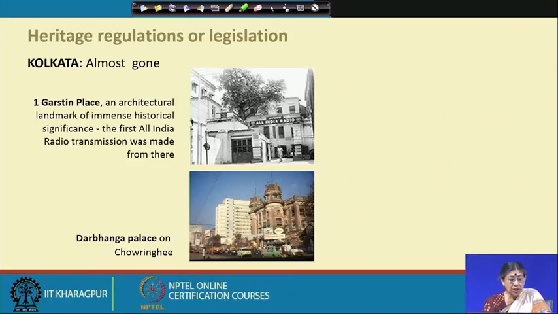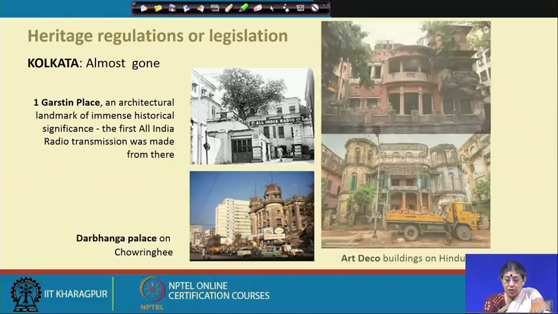The Gerstein Place is a very important structure because it is a landmark of immense historical significance. The first All India Radio transmission was made there. It was in Dalhousie Square. This is gone. The Senate, I have mentioned, this is gone.